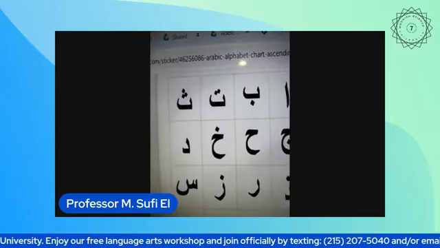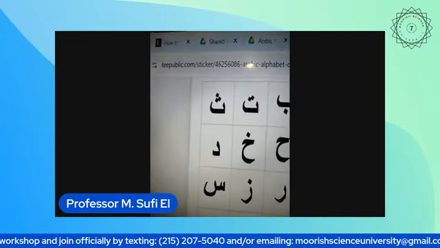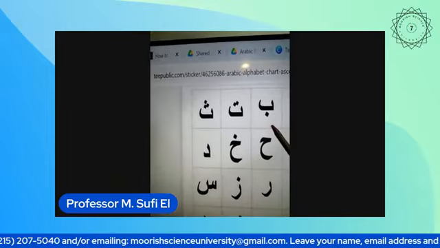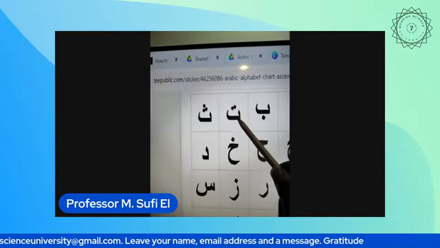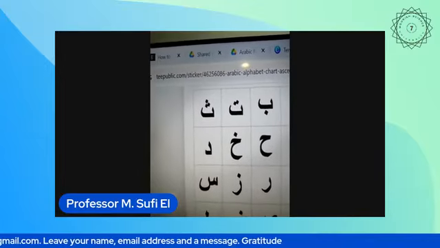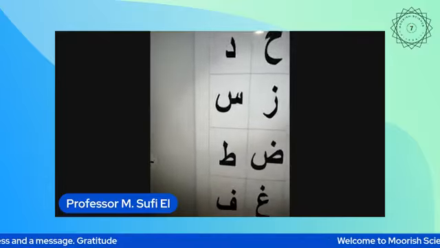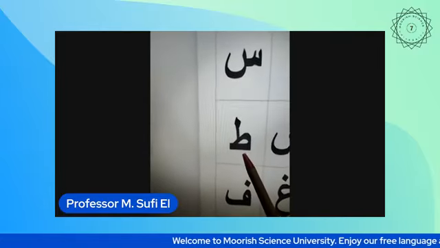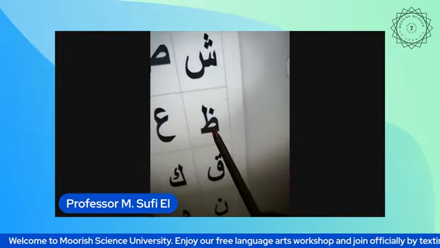You remember we were talking about the twin letters and triplet letters? You see how Be, Te, and Thay, these are all three different letters. That's the B with the one dot under there. That's the T, the soft T. There's two T's in Arabic. That's a soft T with the two dots. But there's a hard T right here, that's just the twin to the soft T.